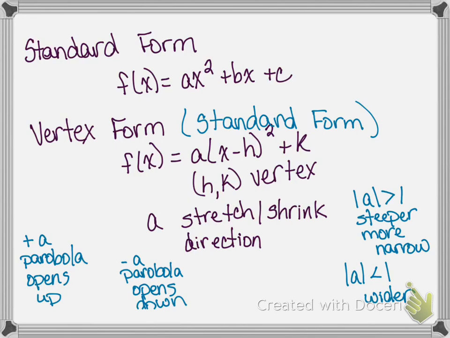So I want us to look at this vertex form. The h and the k in our vertex form, that's our vertex, okay? (h, k) is the vertex of our parabola. So this is very helpful for us to be able to identify vertex form because then we can pull out the vertex immediately. Okay, my a value does two things. It tells me how much I stretch and shrink, and it tells me the direction that my parabola goes.